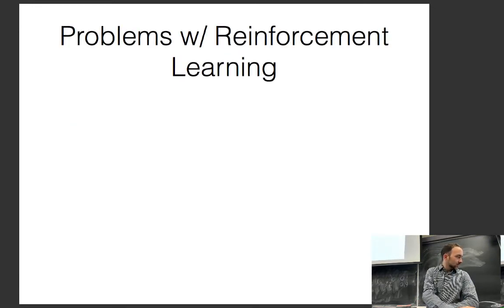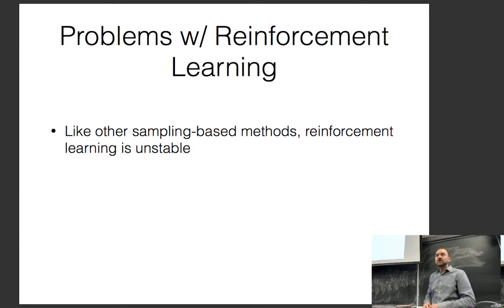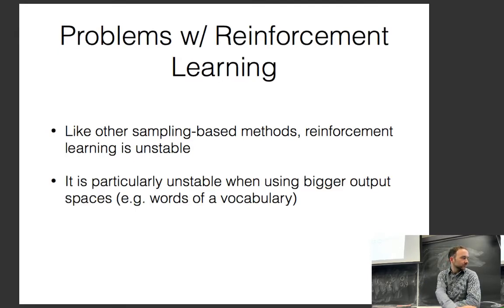So let me first cite a couple of problems with it. As I mentioned last time, reinforcement learning is a sampling-based method. In sampling-based methods, basically what they're doing is they're approximating the space of all the possible actions that you could take. And because of that, they only update with respect to one of the actions or a few of the actions at any one time. So unlike maximum likelihood, they're not able to consider your full state space. And because of this, they tend to be more unstable than other methods you can use.